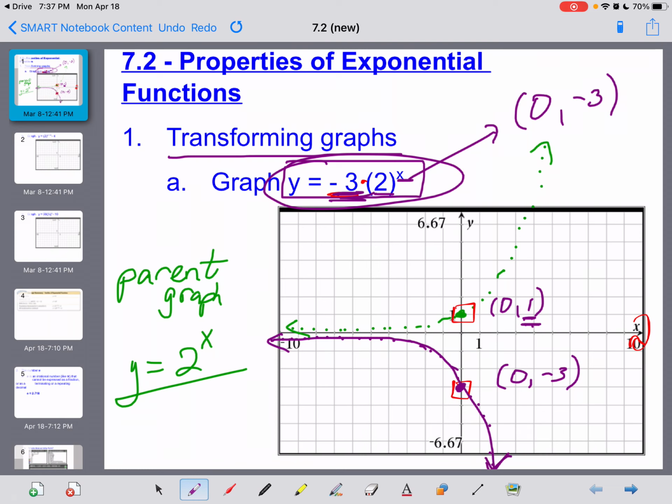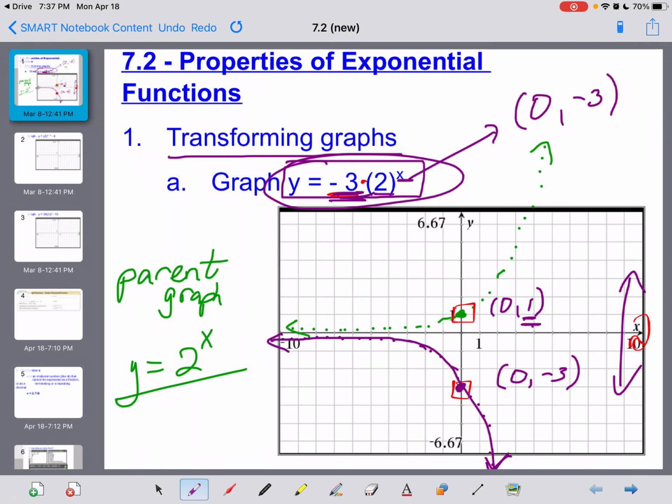Okay, so the negative coefficient flipped it over the x-axis. That's why this one goes down instead of up. And that 3 just stretched it out vertically and made it a little bit taller, made it get a little farther away from the x-axis than it normally would have.